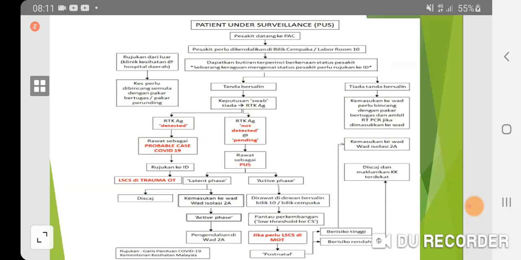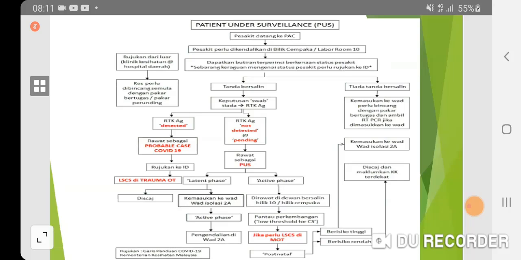As I mentioned before, we see whether the patient is in labor or not in labor. If the patient is not in labor and we want to admit the patient to the ward, we should discuss with the COVID specialist, and we should test the PCR if the patient is admitted to the ward.